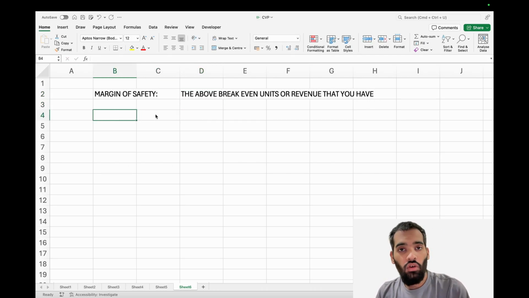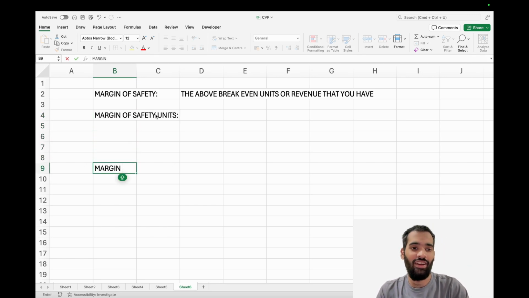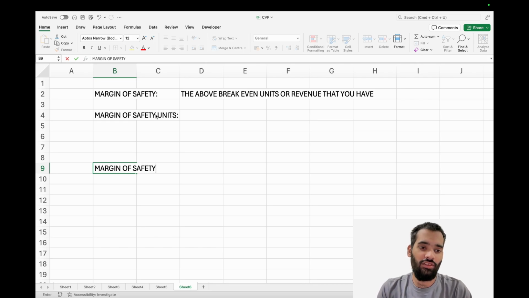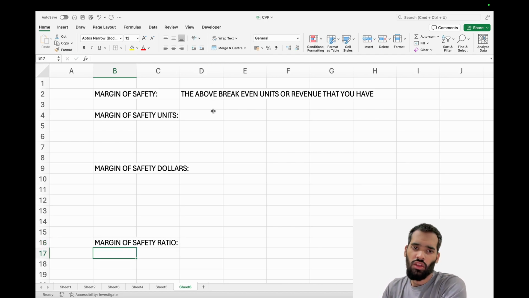Okay, now within margin of safety, like we said, there are different ways the question can be asked. Margin of safety can be in units, margin of safety can be in dollars, just like target profit and break even. And then there's the last thing, which is the margin of safety ratio. So let's discuss what all of these three things tell us. I think you might already have the idea, but it's still good to talk about this.